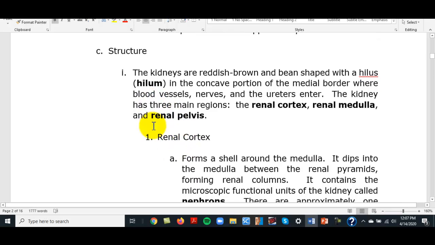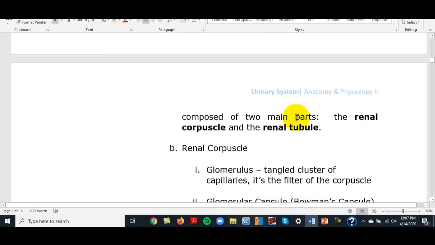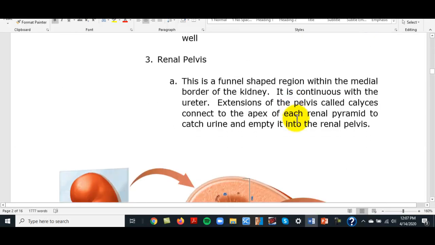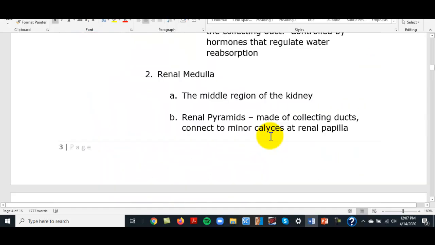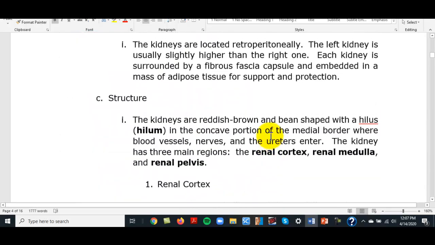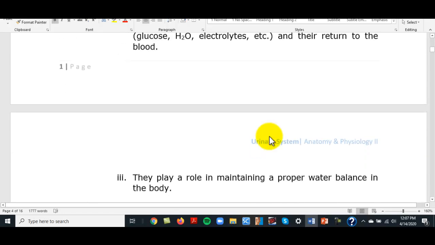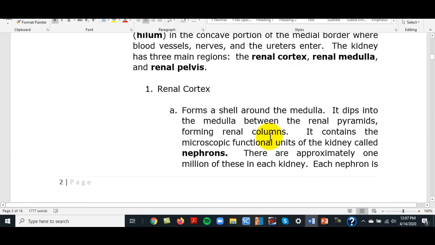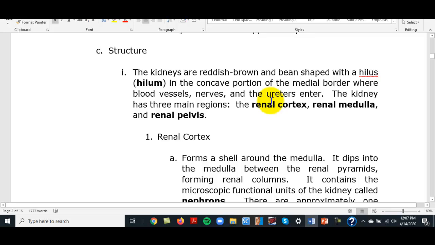Now, the structure of a kidney. Kidneys are reddish brown, bean-shaped with a hilus or hilum, which goes into the kidney. And then you have what are called these three regions. Now, I have a really good picture of one here. Let me go back, and we'll go through that as well. So, here's a short introduction into all three regions and the parts of the kidney.